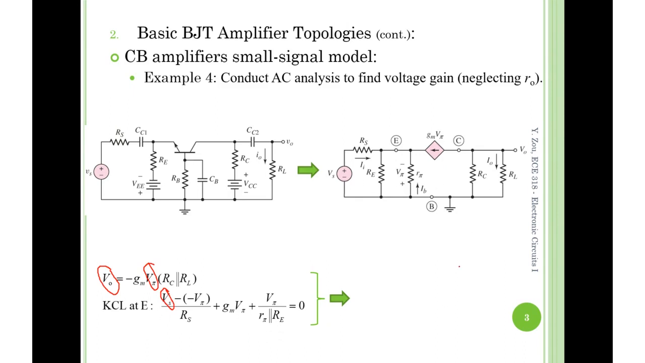And 1 equation is actually the output equation. This part, output equation, Ohm's law. Another equation is the KCL at the emitter. How many current terms are involved? Up to 4, right? Or if you consider RE and R pi are parallel, you can say actually 3 currents. That's fine too. Either way, you are able to reach this equation.